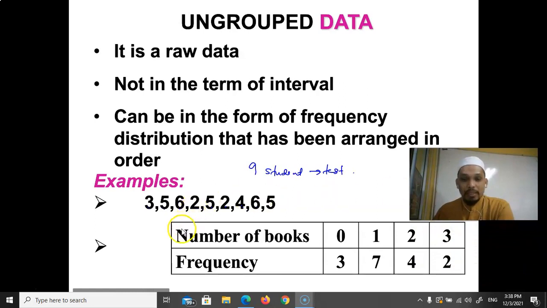Okay, and then we put them in a table with the topic of number of books, and frequency. Meaning that here, the number of books borrowed by the students in the library is 0. We call it no student. 3 students did not borrow any books at all. 7 of them borrowed 1. 4 of the students borrowed 2 books, and 2 of them borrowed 3 books. Okay.